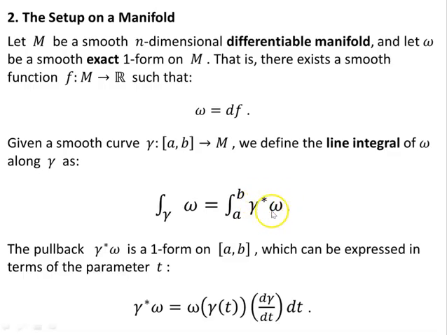So we're going to pull back the one form omega along the curve. The integral of omega along the curve is then equal to the integral between the endpoints A and B of the pullback of omega under gamma. So the pullback gamma asterisk omega is a one form on AB, which can be expressed in terms of the parameter t. The pullback of omega becomes omega composed of gamma of t, d gamma dt dt.